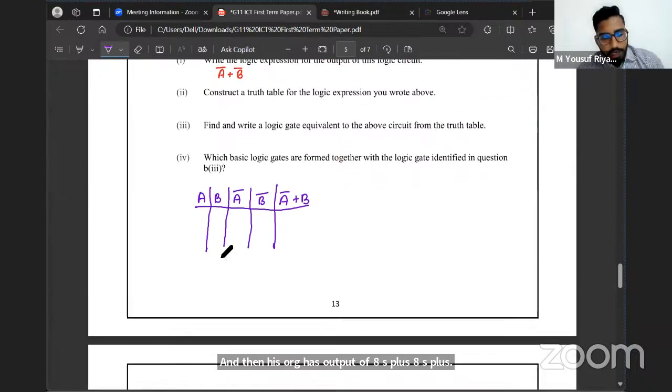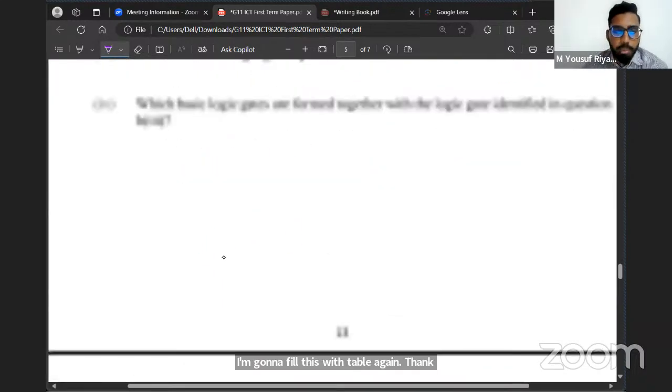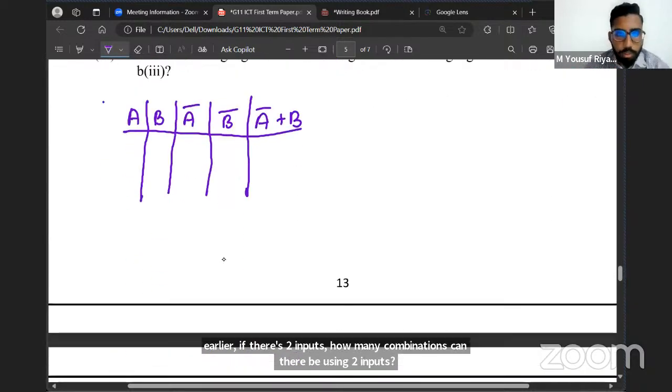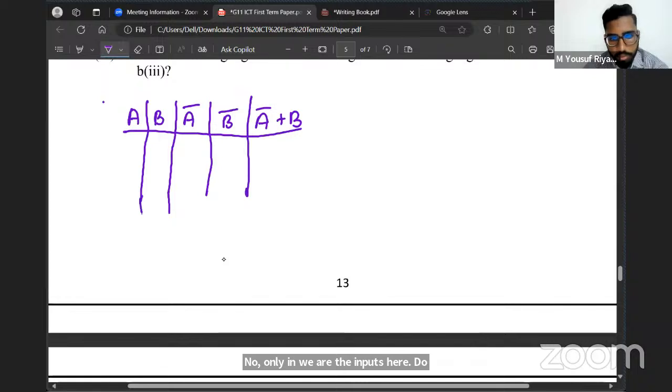Again, like I said earlier, if there's two inputs, how many combinations can there be using two inputs? Now, only A and B are the inputs here. So using two inputs, how many combinations there could be? There could be four combinations. So you can start at the right side corner input and write 0, 1, 0, 1. Go for the next input and double it.